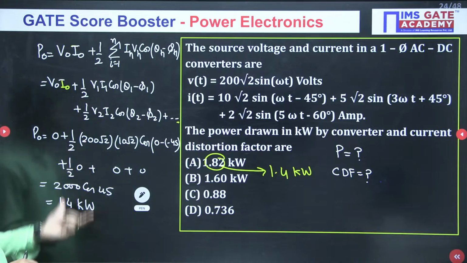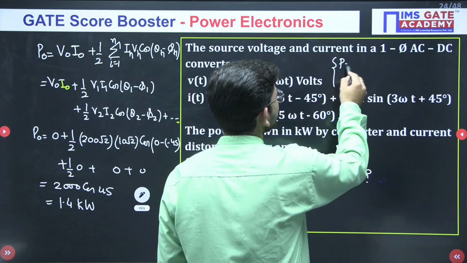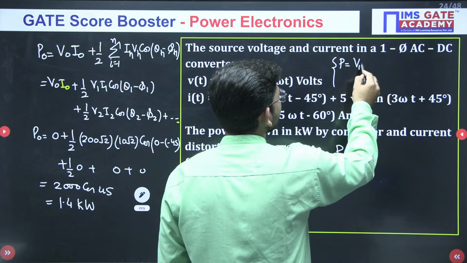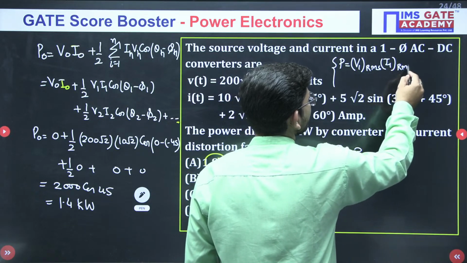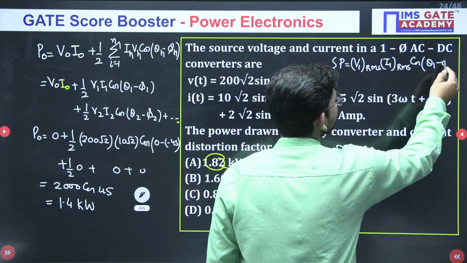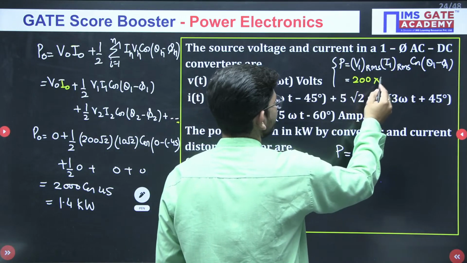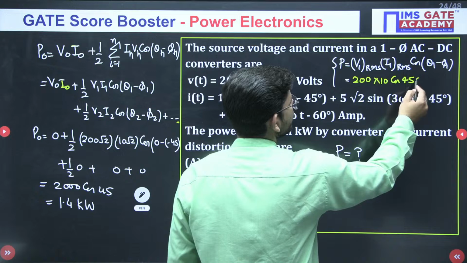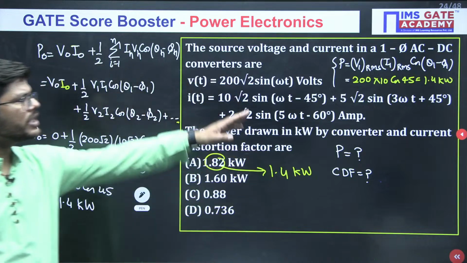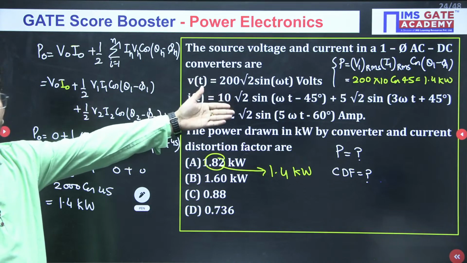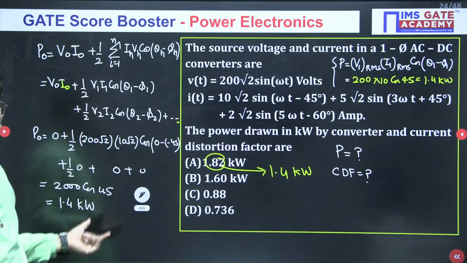This is how you can calculate power. Or simply, from next time onward, you can use this trick as well. In such a scenario, you can take V1 fundamental RMS, then I1 fundamental RMS, then cos of theta 1 minus phi 1, and directly write this. What is V1 RMS here? It will be 200. What is I1 RMS? It will be 10. Cos of theta minus phi will be cos 45. So you will again get 1.4 kilowatt. Next time onward you may use this trick directly. Only the fundamental components correspond to the power, and the phase displacement you take only between the fundamental components. This is how we approach it.